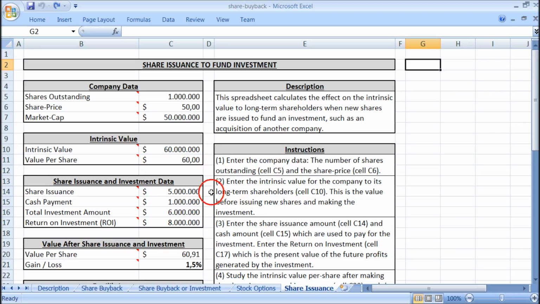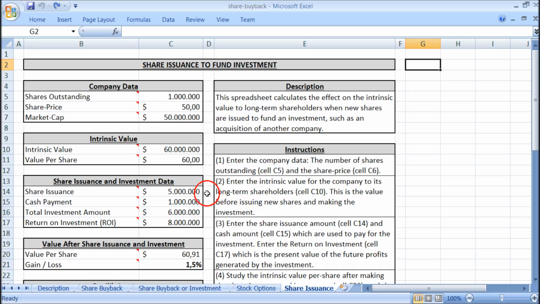Now assume that we want to make some investment. This could be the acquisition of another company, and we have to pay some of the purchase price in shares of our own company. So we have to issue new shares, and let's say we have to pay $5 million in new shares, and we have to make a cash payment of an additional $1 million, so the total payment is $6 million.